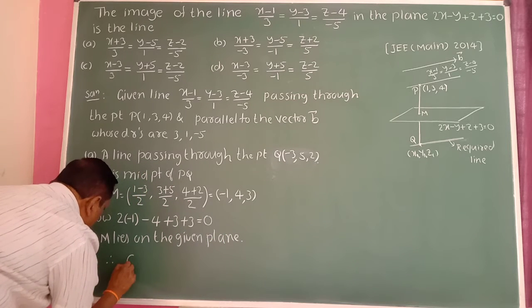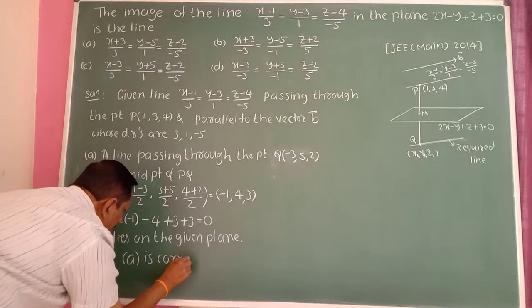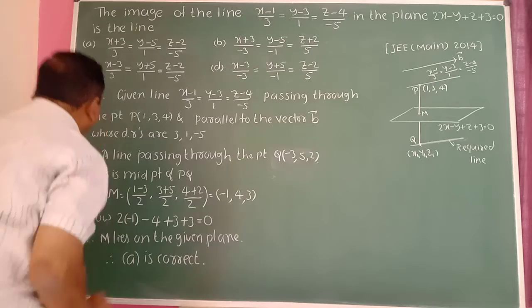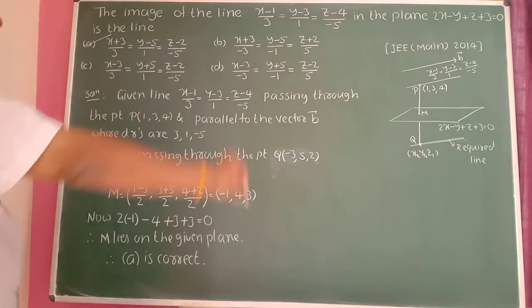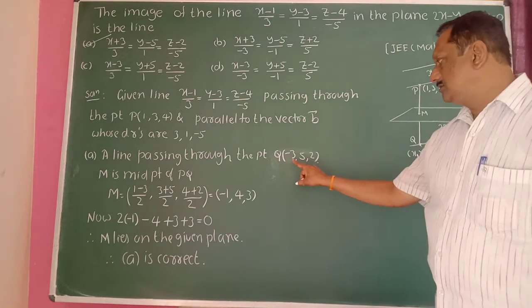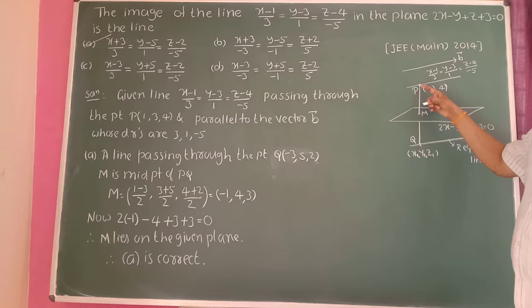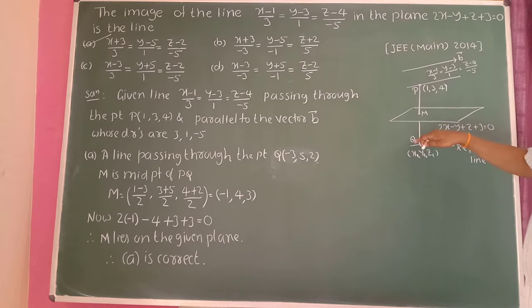Therefore, option A is correct here. So the first option is correct. This is the line passing through the point (-3, 2). Then Q is the image of the point P, because this line is the image of this line. Means Q is the image of the point P here.